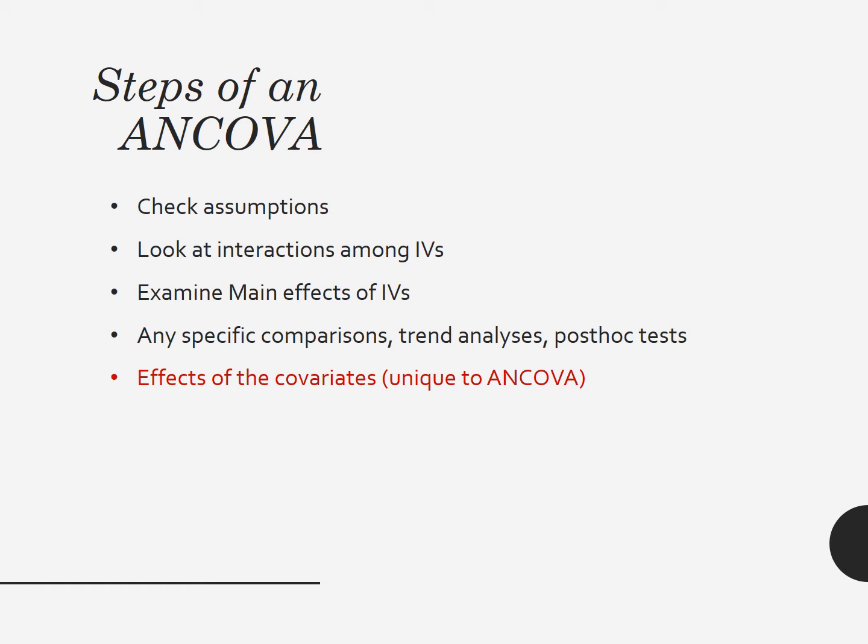Then you either do specific comparisons, trend analyses, post hoc tests, or whatever it is that was significant. If your interaction was significant, then you're looking at all those simple mean scores. And if your main effects were significant, you're comparing the mean scores for each level of IV. And then finally, you add one new thing, and that is: what are the effects of the covariates on the study? How much did they matter? And this is unique, of course, to ANCOVA.